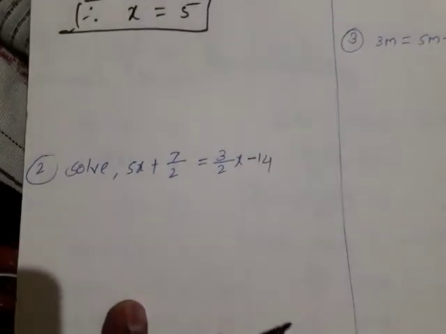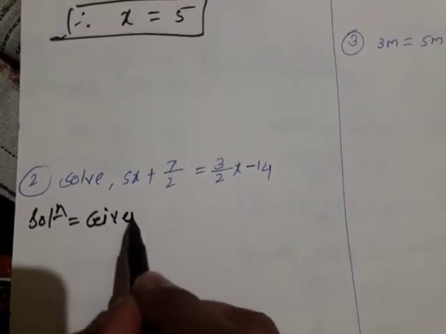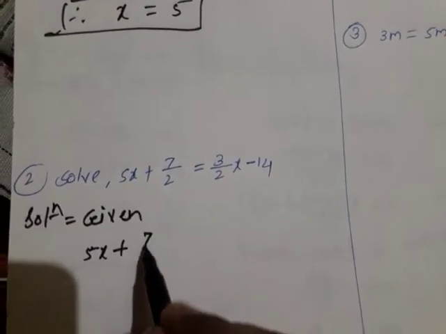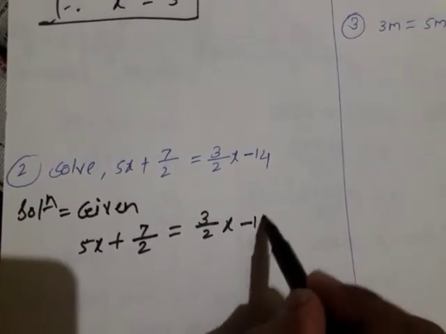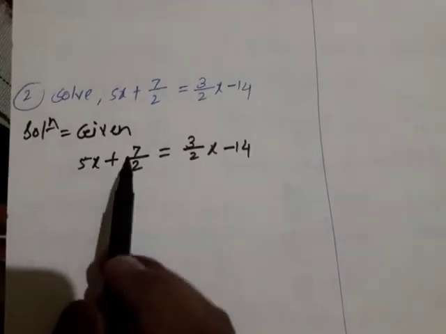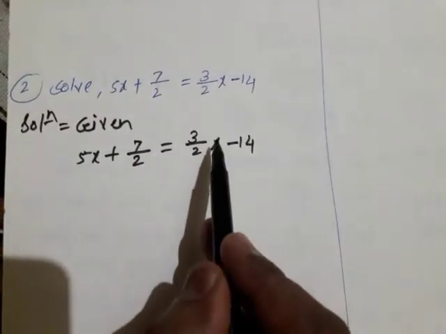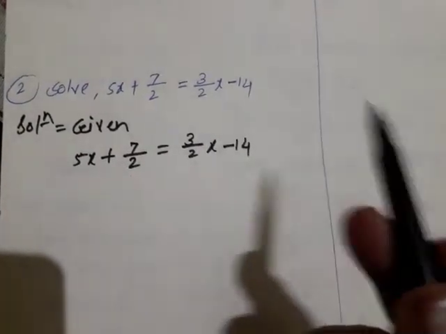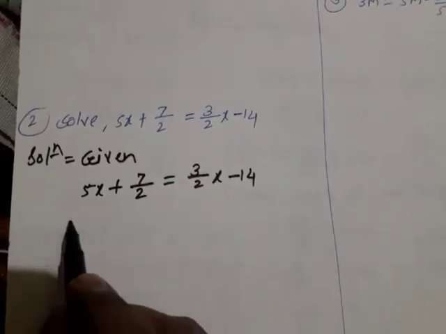Little different type of example is there. Solution and given. What is given? See. 5x plus 7 divided by 2 is equal to 3 divided by 2x minus 14. Here also variable terms are there. Okay, this x is the variable, this is coefficient, this is one term. 3 divided by 2 is the coefficient and x means this is one term. Variable terms we have to take at one side, and remaining those numbers are there, we have to transfer to the another side. Okay, look here, I am going to start.